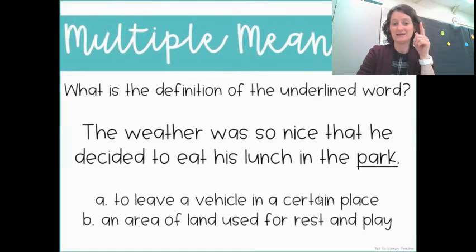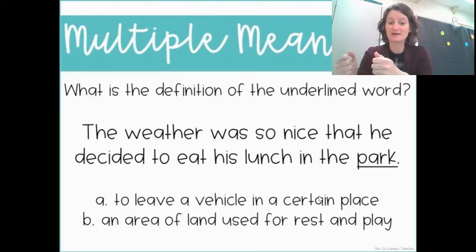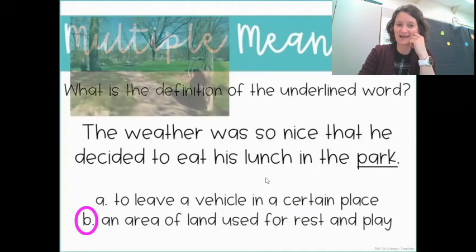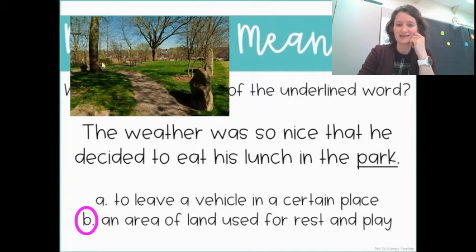Is it A, to leave his vehicle in a certain place, to park his vehicle, or is it B, an area of land used for rest and play? Two different meanings for park. We're going to figure out which one it is. And hopefully you're thinking it's B, an area of land used for rest and play. The weather was so nice that he decided to eat his lunch in the park.